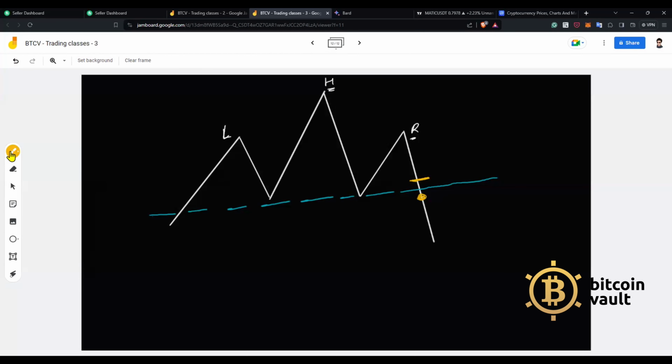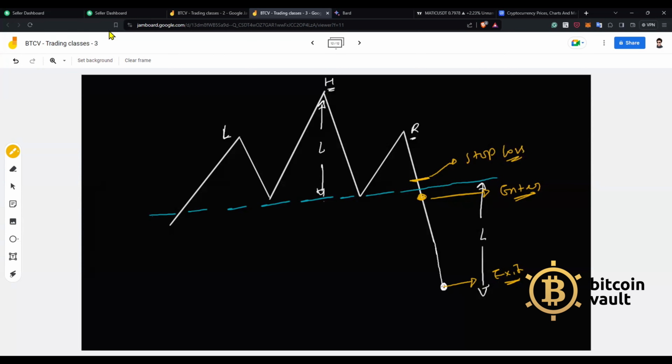Okay. Now how to exit? To exit from the market, you have to take the length of the head, and then you have to put that length from the neckline. Okay. And just before the length ends, you have to exit. The stop loss. This is your head and shoulder pattern.